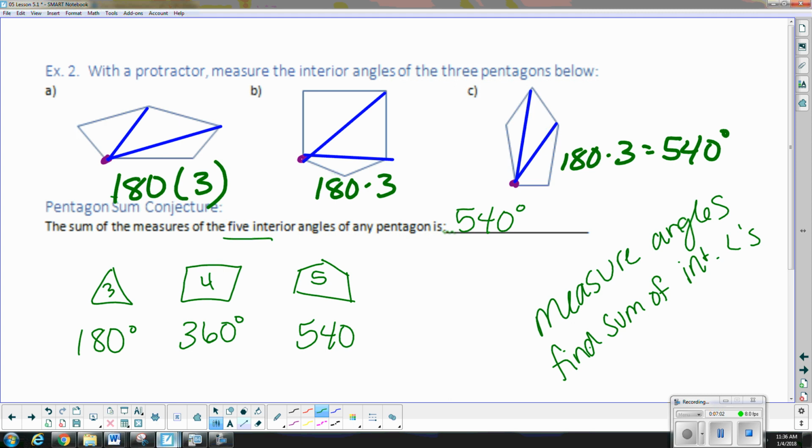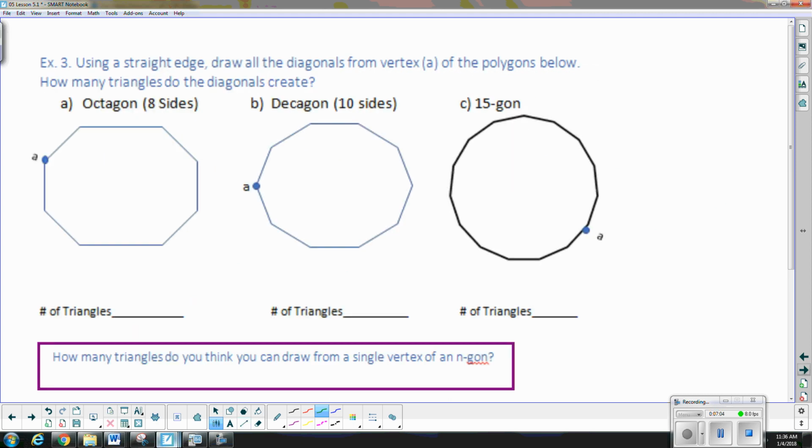So now let's look at this next part. Using a straight edge, we'll draw all diagonals from vertex A. So we're just looking at a single vertex of each of these polygons. So the octagon has 8 sides, decagon has 10 sides, 15gon has 15 sides. So how many diagonals can we draw? So get your straight edge. And actually the question is, how many triangles do we make?